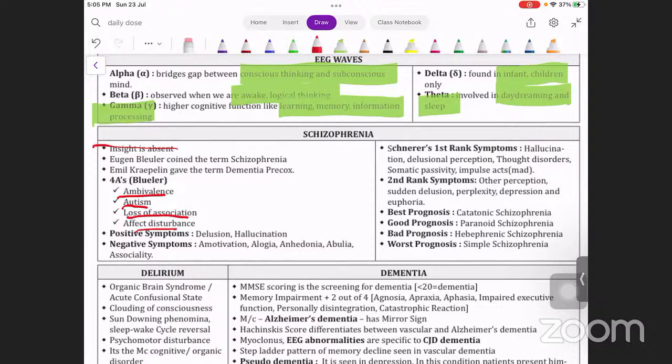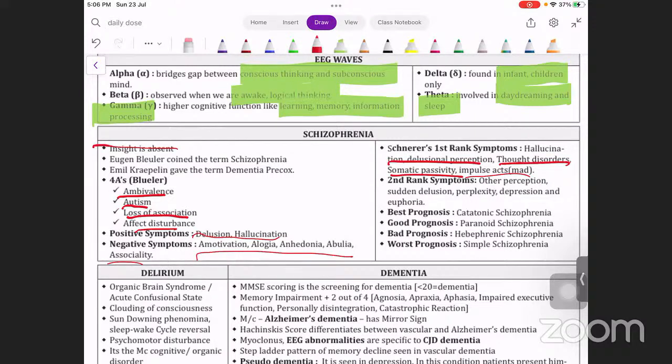Positive symptoms are delusion and hallucination, while negative symptoms are amotivation, alogia, anhedonia, abulia, and asociality. Apart from that, Schneider's first rank symptoms: hallucination, delusional perception, thought disorder, somatic passivity, and impulsive acts.